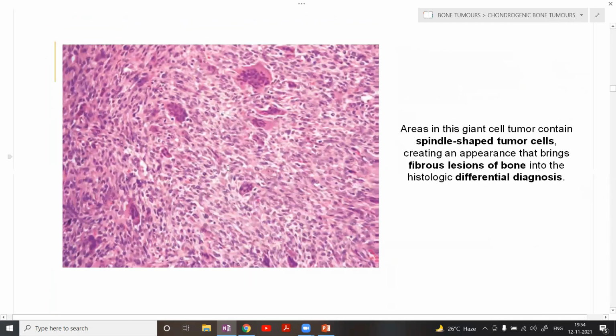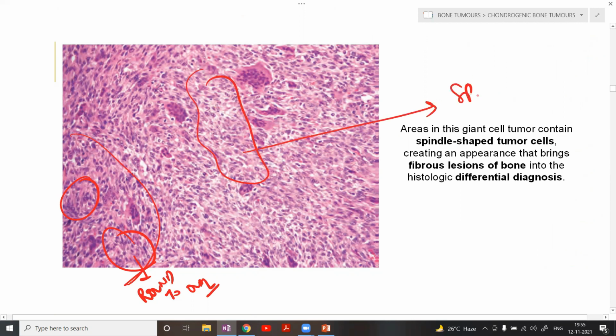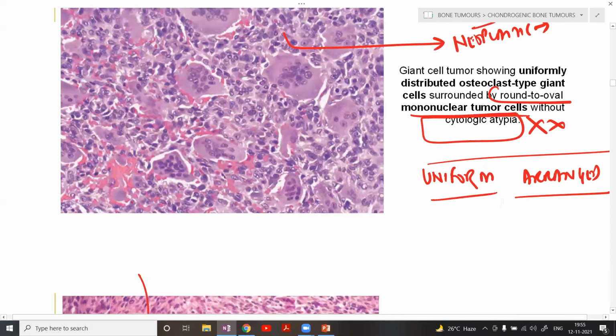So if you see over here, the stromal cells at some places are actually round to oval cells. At some places, they are very typical of GCT. At some areas, the cells might become spindle shaped, as we see in this area, and they might mimic other tumors like non-ossifying fibromas or other fibrosing lesions. But even if a small part of typical giant cell tumor is present, like it is over here and over here, then you should go for a diagnosis of giant cell tumor only.